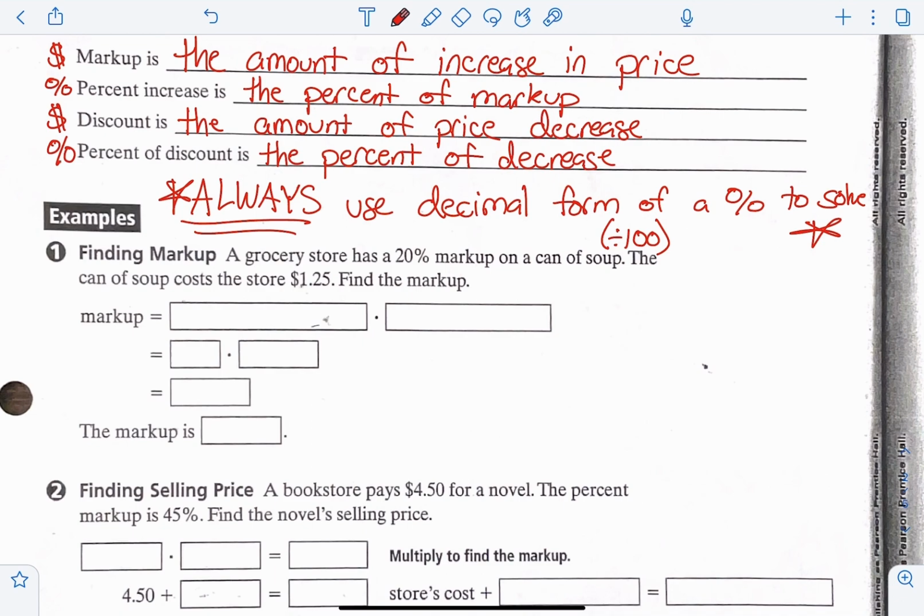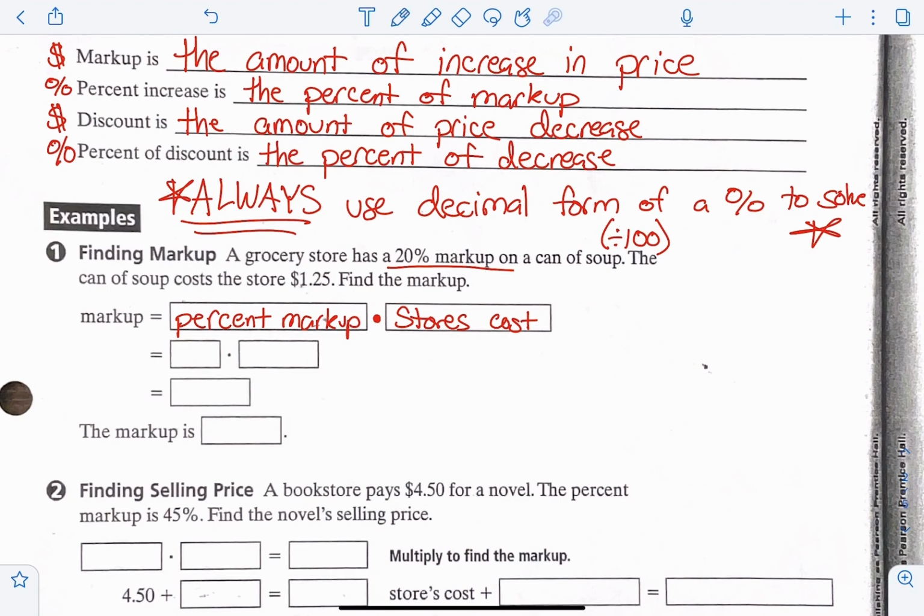So a grocery store has a 20% markup on a can of soup. The can of soup costs the store $1.25. Find the markup. So we're going to figure out how much money they actually mark it up. They mark it up 20%, but how much money is that? So markup in words equals the percent markup times the store's cost. Okay, so what is the percent markup times the store's cost?